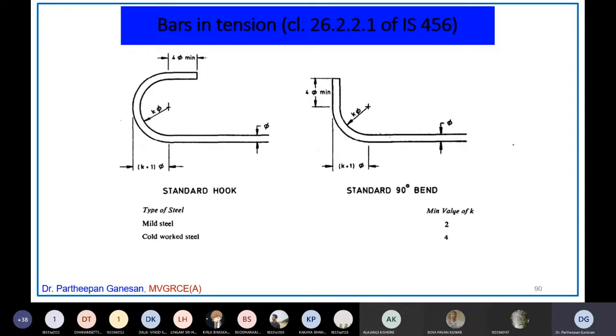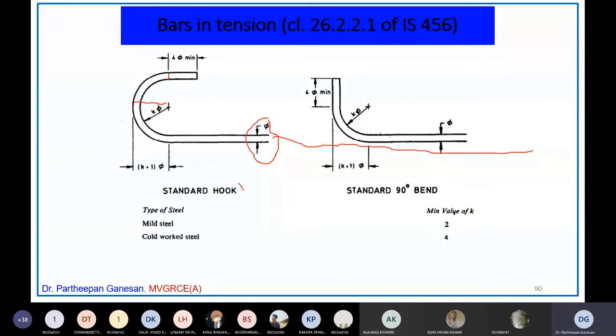So the bar will be coming from the left side like this. At the end, you should have a hook like this. If this is the diameter of the bar, φ, then the radius of this semicircle should be k times φ, and the remaining distance should be a minimum of 4 times φ. So when you measure this, this is already 1 diameter and this is k times the diameter, so together it will become k plus 1 diameters. Now what is k? For mild steel it is 2. For deformed steel, k is equal to 4.